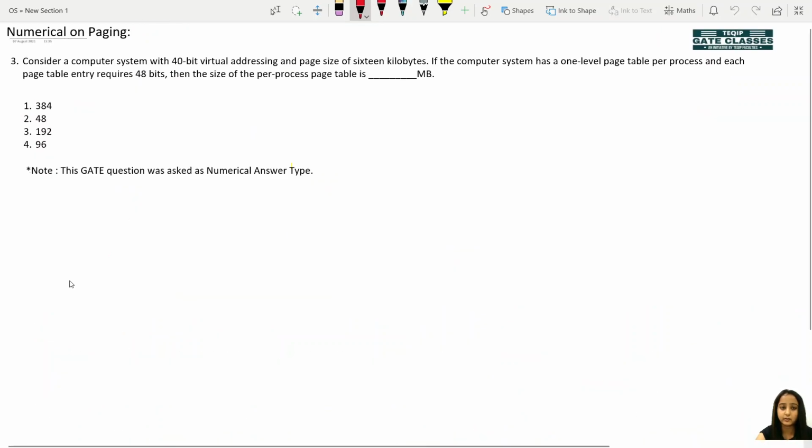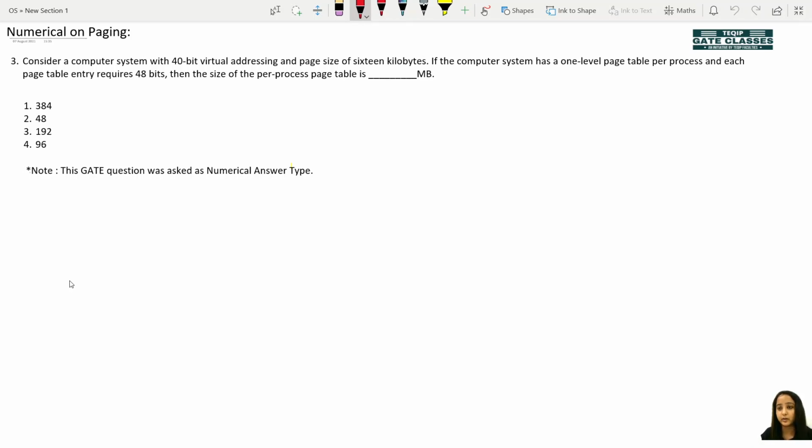Let us try another GATE question. Consider a computer system with 40-bit virtual addressing and a page size of 16 kilobytes. If the computer has a one-level page table per process and each page table entry requires 48 bits, then the size of the per process page table is, you have to calculate in MB. This was asked in the numerical answer type. I have given options here, but in the GATE question, no options are there. You have to just type the answer numerically.